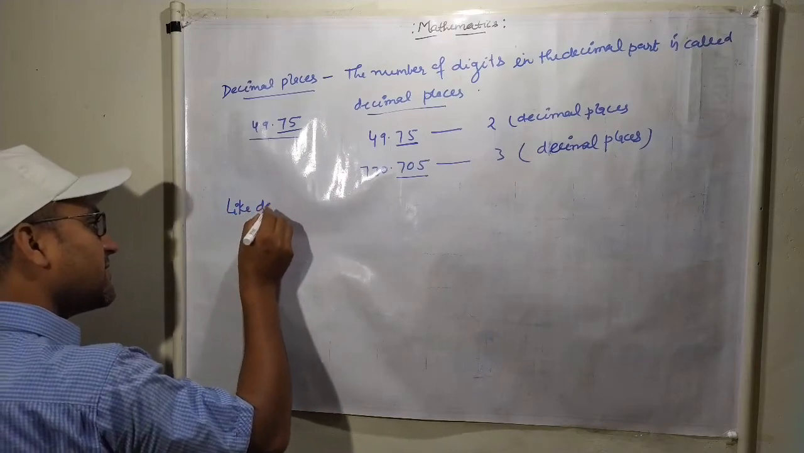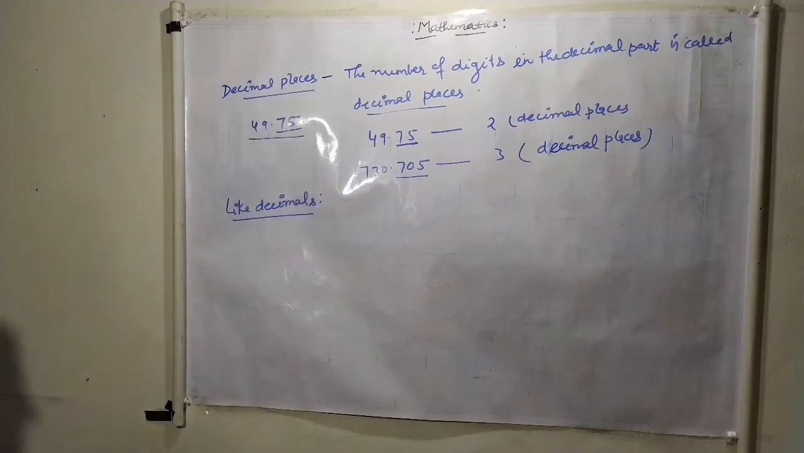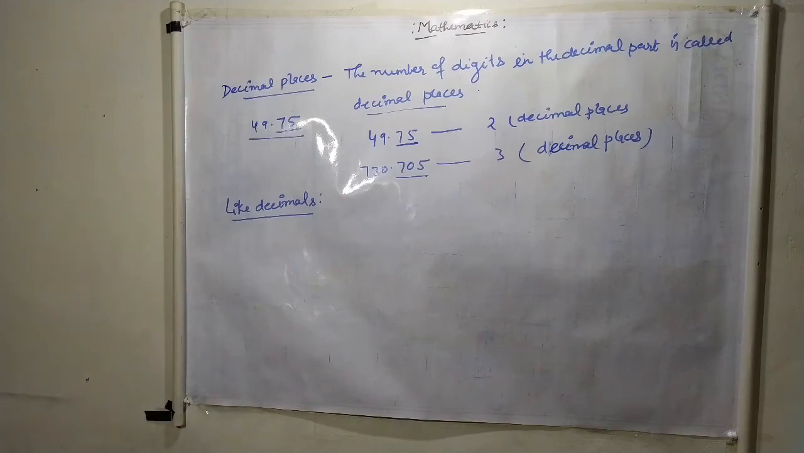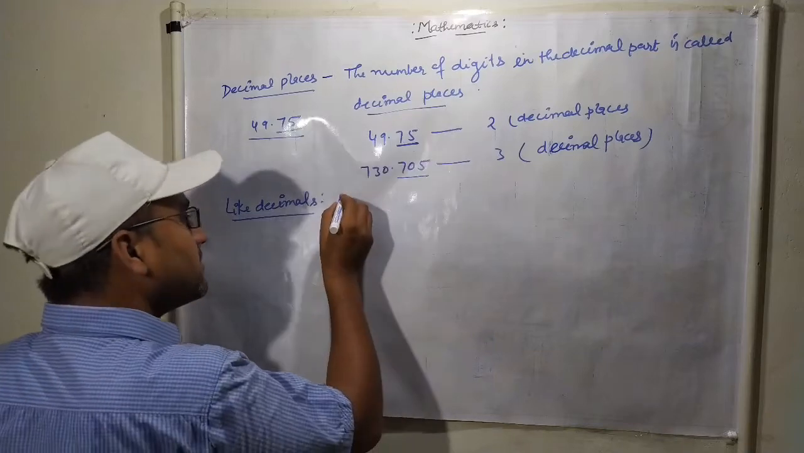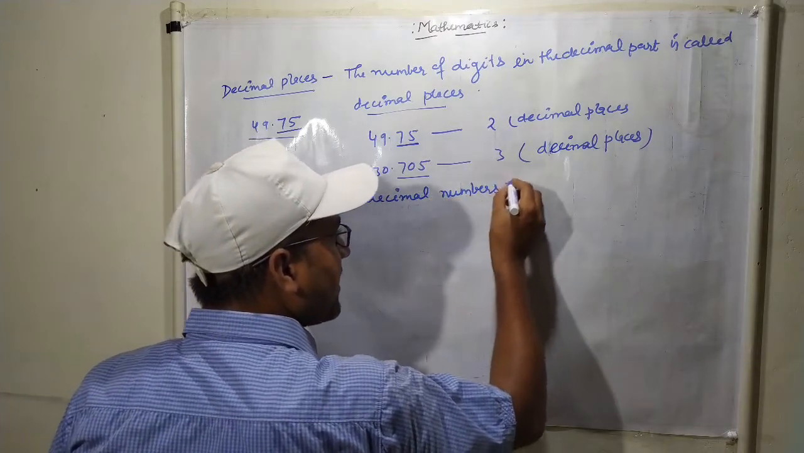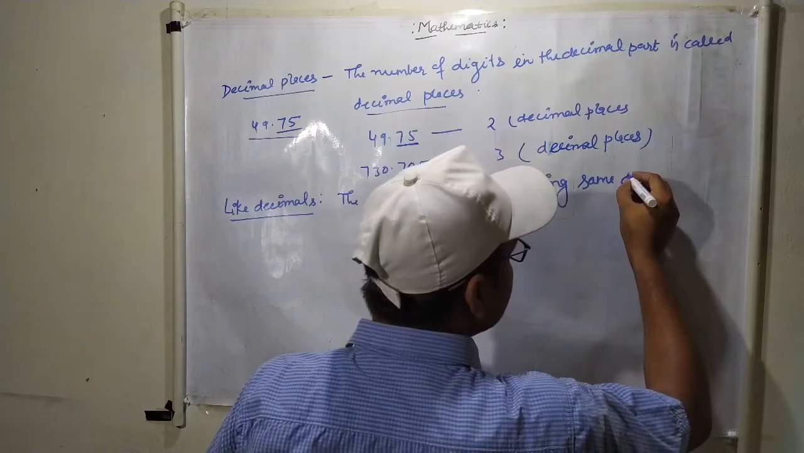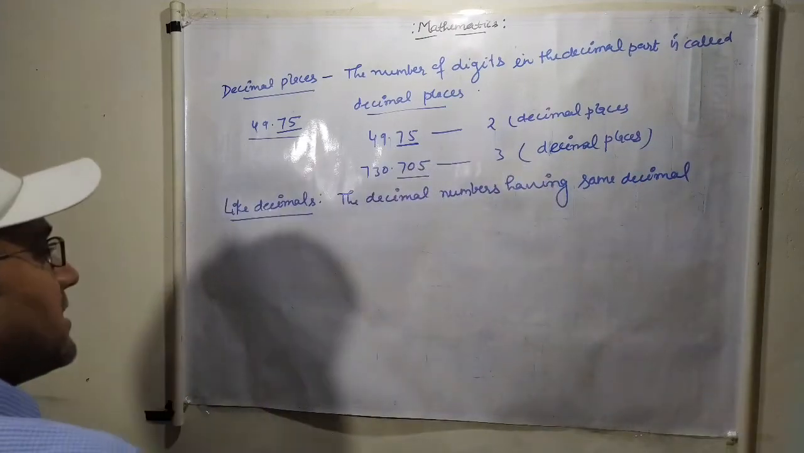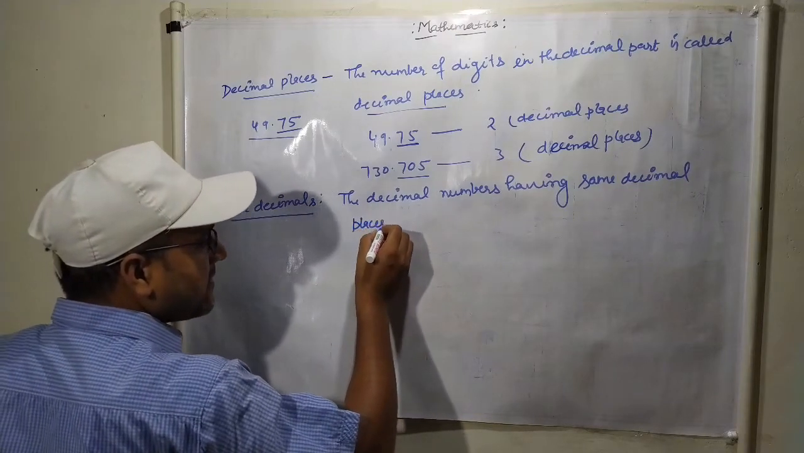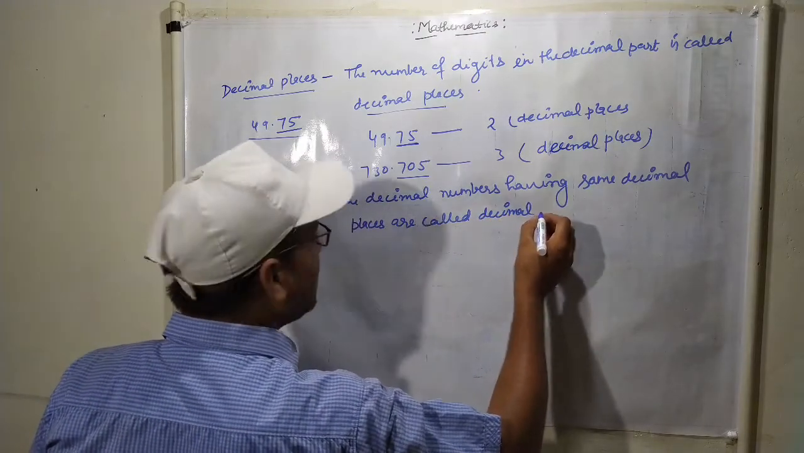After that, like decimals. Very important, students. Like decimals: decimal numbers having the same number of decimal places are called like decimals.